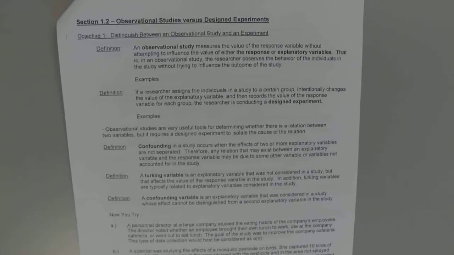So let's look at the definitions and see if that helps us. An observational study measures the value of the response variable without attempting to influence the value of either the response or explanatory variables. That is, in an observational study, the researcher observes the behavior of the individuals in the study without trying to influence the outcome of the study. What's crazy is that in the observational study definition, they have bolded two vocab words, response and explanatory variables, without defining them, okay?